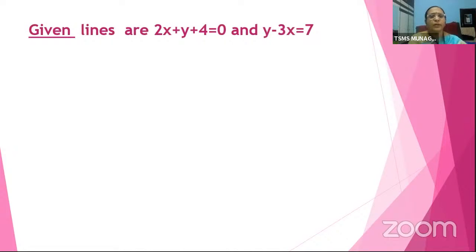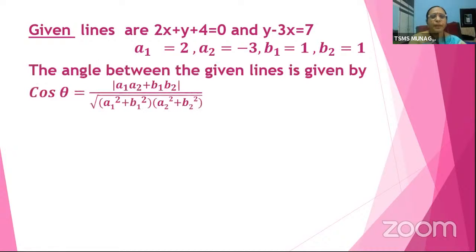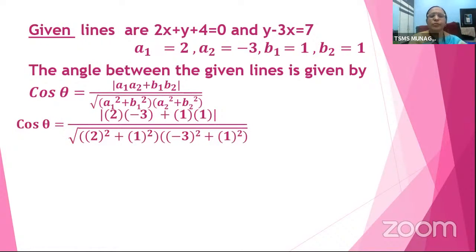Now let us try to identify what are a1, a2, b1, b2 from the lines. So the given lines are 2x plus y plus 4 equal to 0 and y minus 3x is equal to 7. Now from this, we understand that a1 is 2, a2 is minus 3, b1 is 1 and b2 is 1. Now let us substitute these values in this formula of cos theta. So cos theta is equal to (2 into minus 3 plus 1 into 1) by root of (2 square plus 1 square) into root of (minus 3 square plus 1 square).